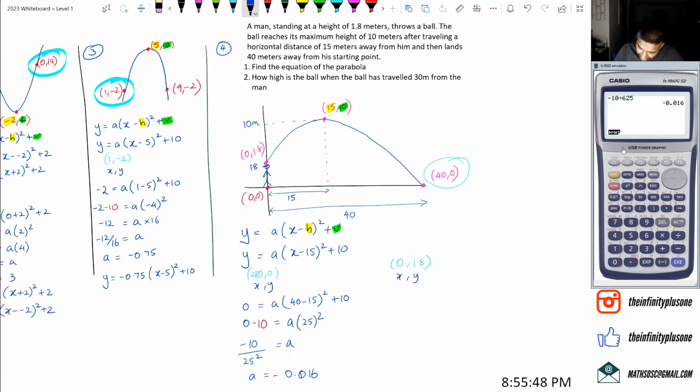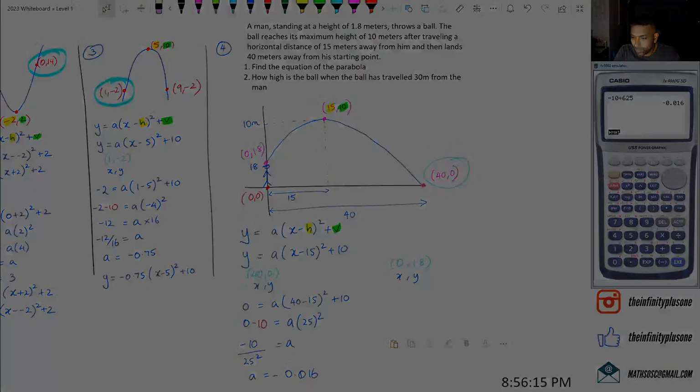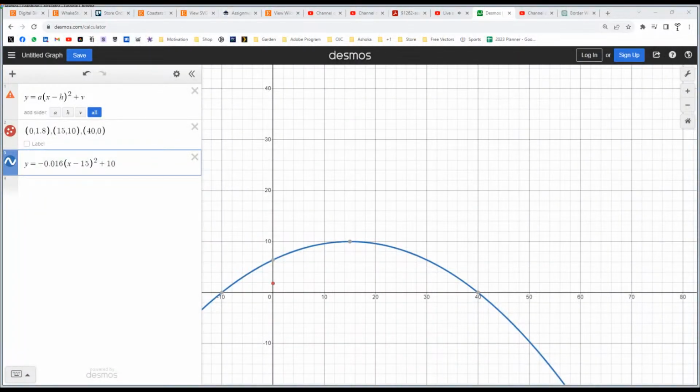Let me show you guys what happened here, and I'll show you where I made my mistake. y equals negative 0.016(x minus 15) squared plus 10. Okay, so here is the mistake, if you guys want to have a look at why I ended up getting this wrong.